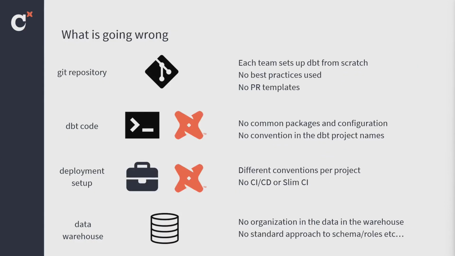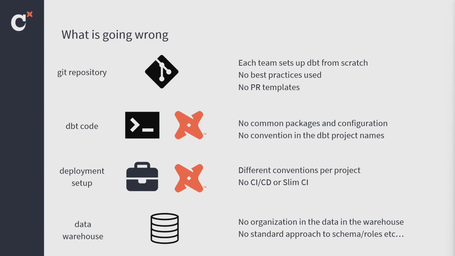So the problem with that is quite apparent, I think. So everybody will be doing things potentially differently. Like nobody will follow the same best practices. So on the Git side of things, for example, we won't be using the same PR templates in the org. On the dbt side, we might not be using the same packages. So it's really just a mixed bag of ways of working.